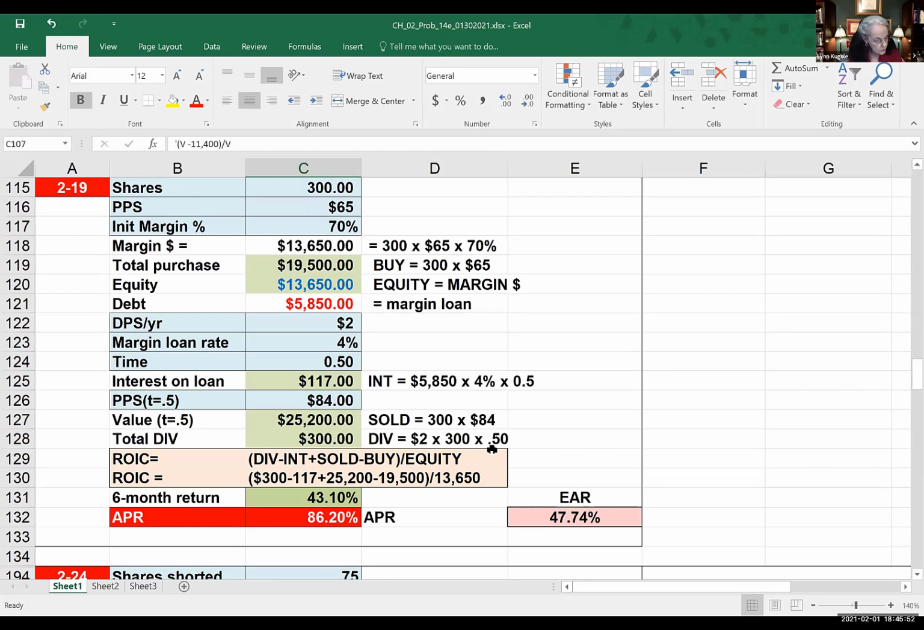Okay. Number 19 says, an investor buys 300 shares of stock selling at $65 a share using a margin of 70%. Stock pays an annual dividend of $2 a share. Margin loan can be obtained at an annual interest cost of 4%. Determine what return on invested capital the investor will realize if the price of the stock increases to $84 within 6 months.